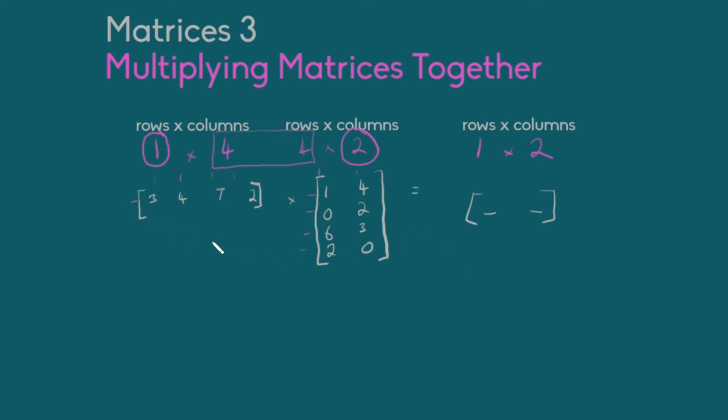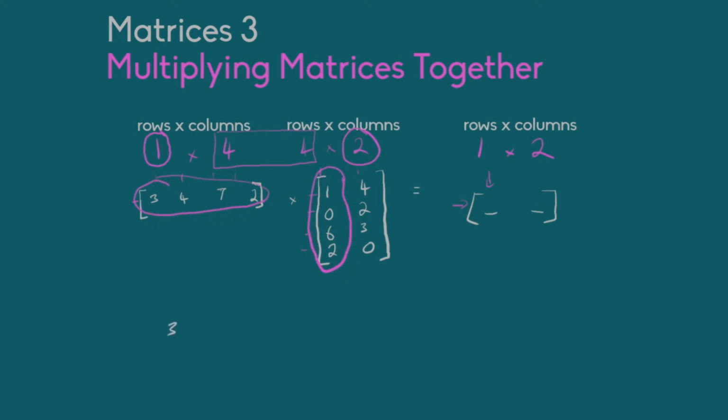Okay, so how did you find that? Again, I find drawing rings around the matrix helps us figure out what we're trying to add together. So again, we're going to go for the first number, along the only row and down the first column. So put a ring around this and a ring around this. And we're going to get 3 times 1 plus 4 times 0 plus 7 times 6 plus 2 times 2, which will give us 3 plus 0 plus 42 plus 4, which is 49.